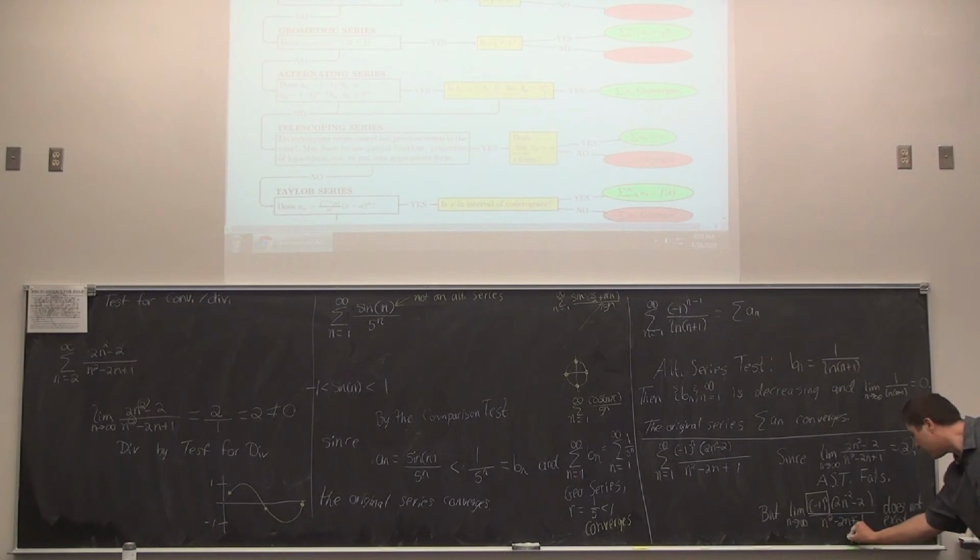But this means we have a conclusion of divergence by the test for divergence. Because that limit down below, it certainly does not equal 0. So we have a no on the flowchart. It's even worse, it doesn't even exist to begin with. Any questions with that one?